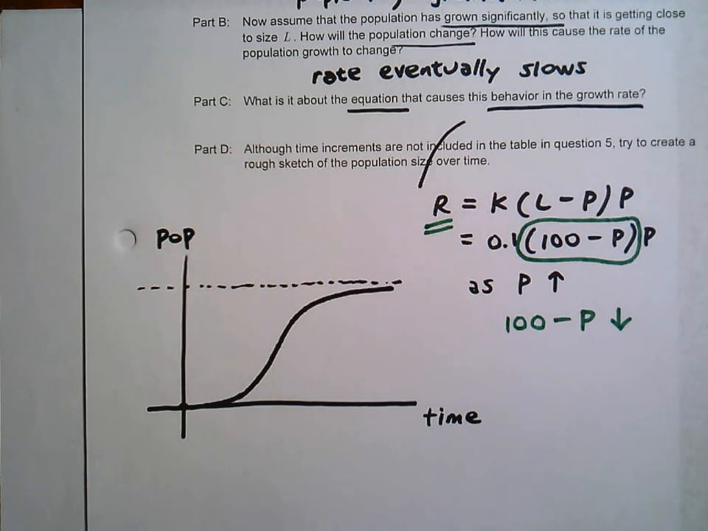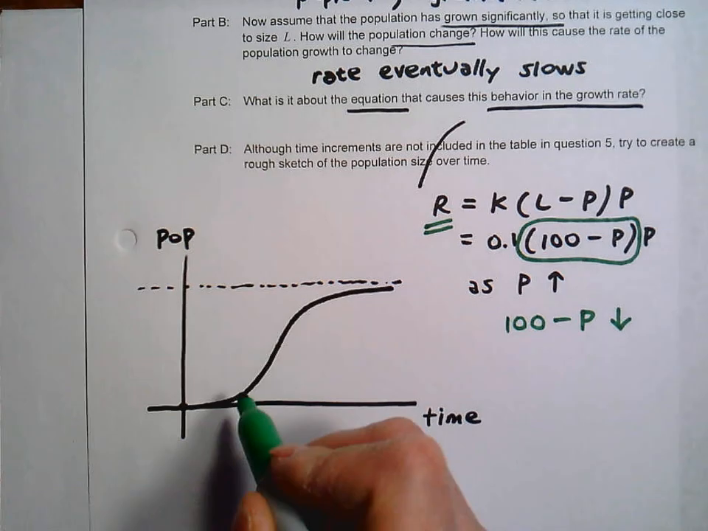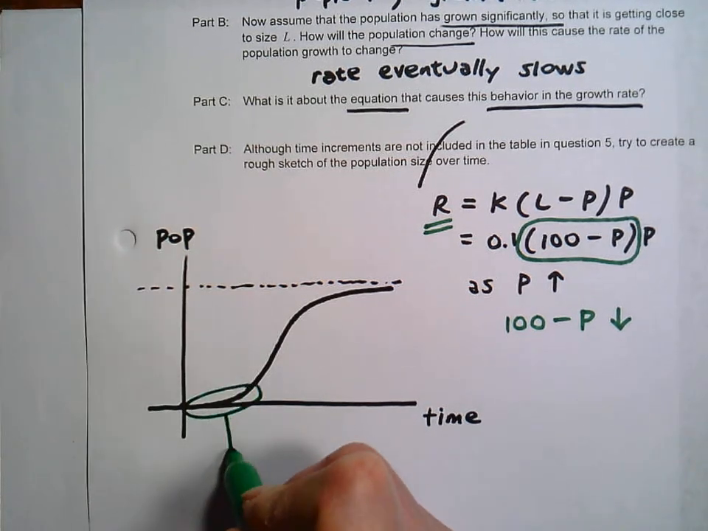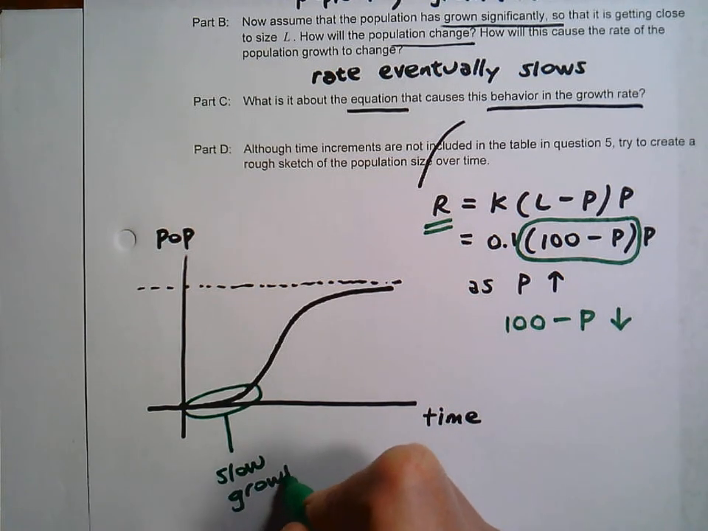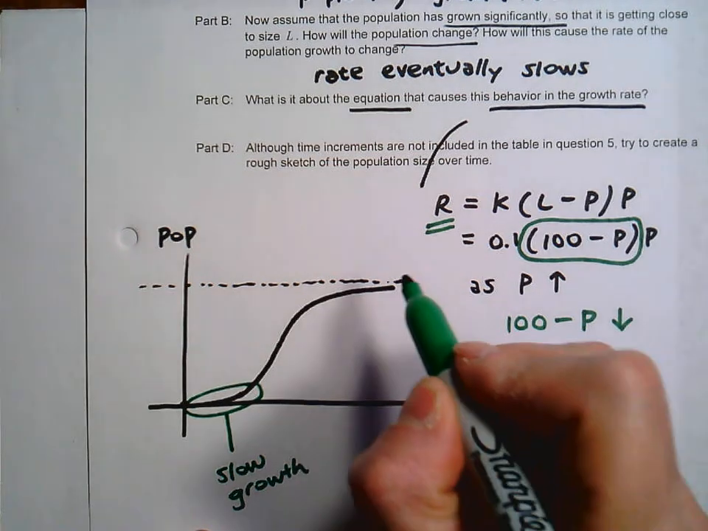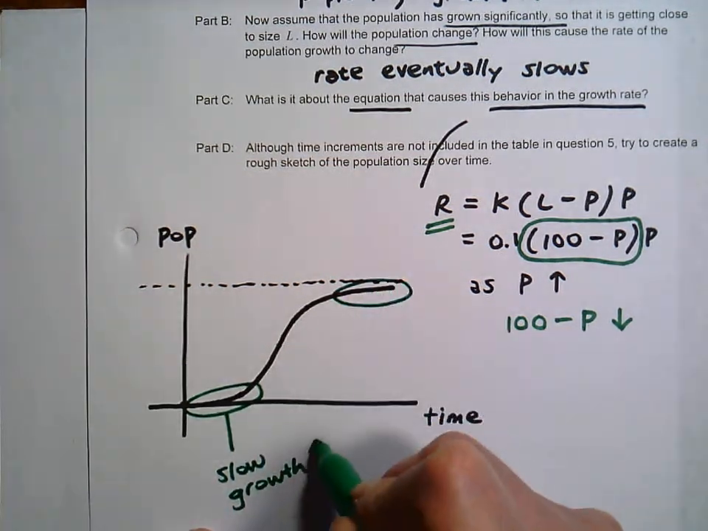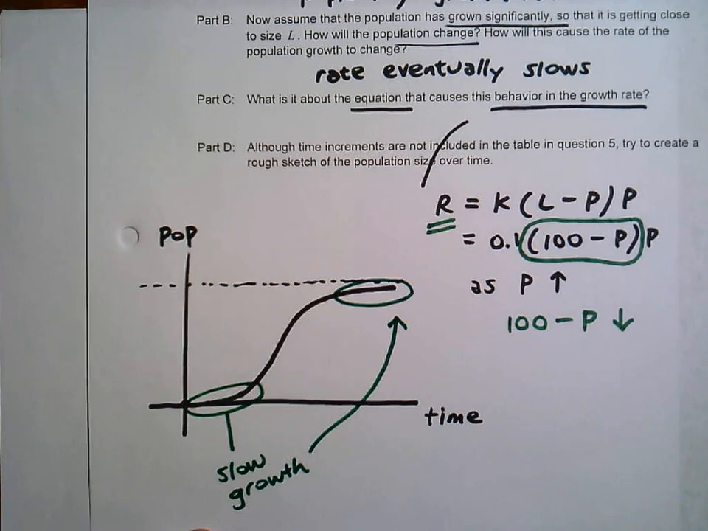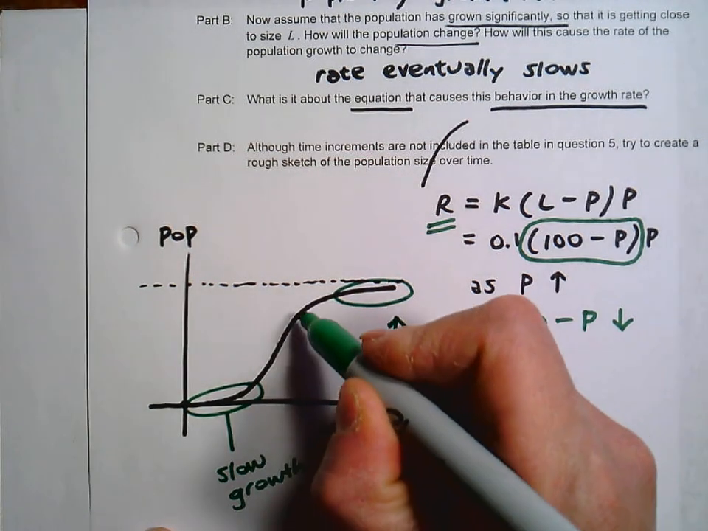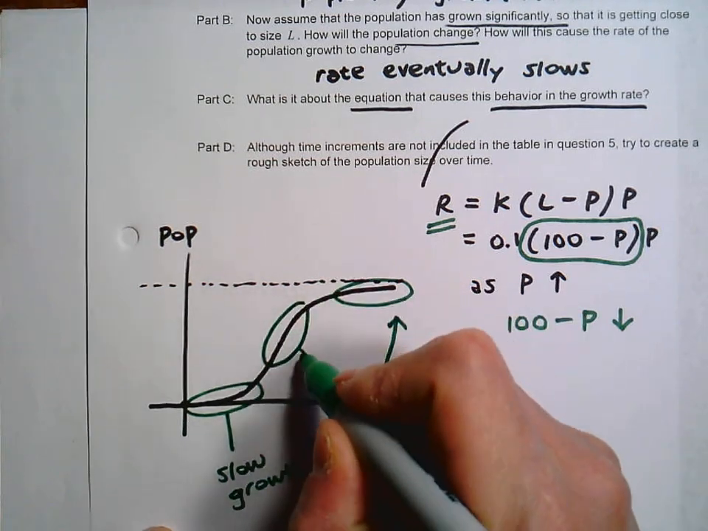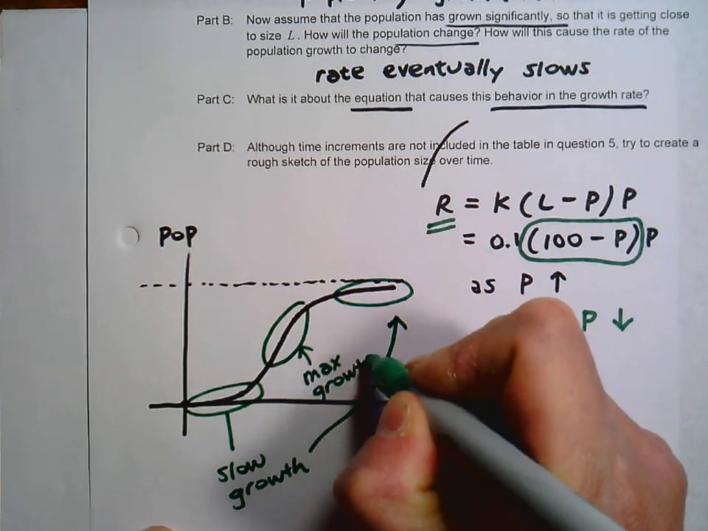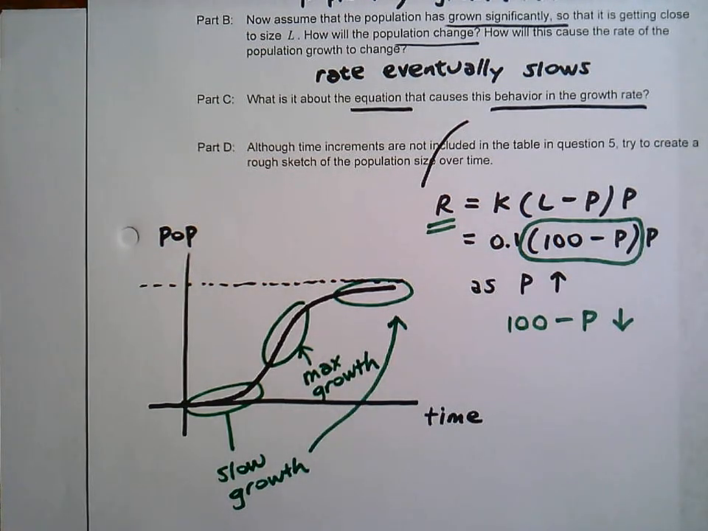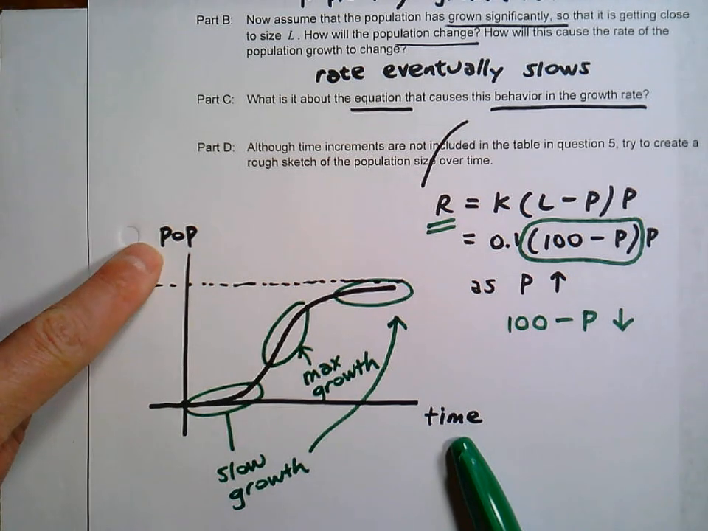So this agrees with what we did in number 5. I'll go back to that in a minute. If you look at this part of the graph, this is really slow growth. It almost looks horizontal, and you see the repeat of that right here. This is slow growth as well, because this is where the population is getting pretty big. This is where you see maximal growth. You can see the maximal growth right about in the center of the graph. So remember, this is time versus population.